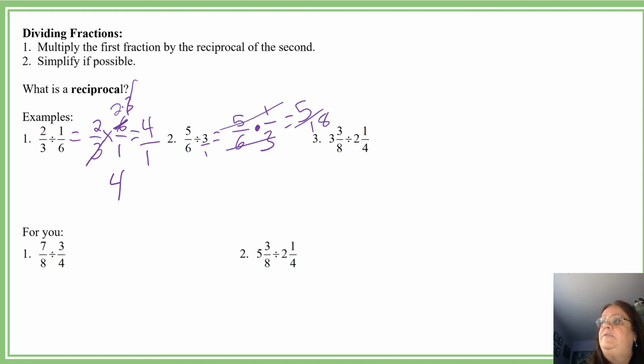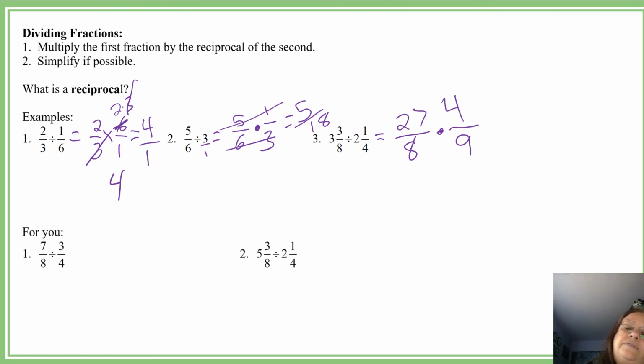And this last one we have to convert to mixed numbers. 3 times 8 is 24, plus 3 is 27. You've got to know your times tables. This is going to be very important. Now, 2 times 4 is 8, plus 1 is 9. But now I have to flip it. So that is now my denominator, and the 4 is now my numerator.